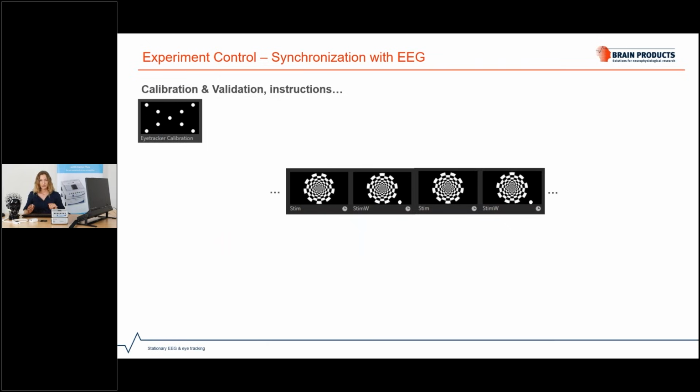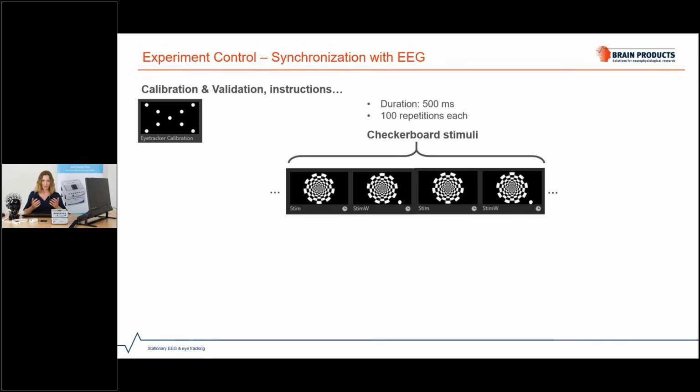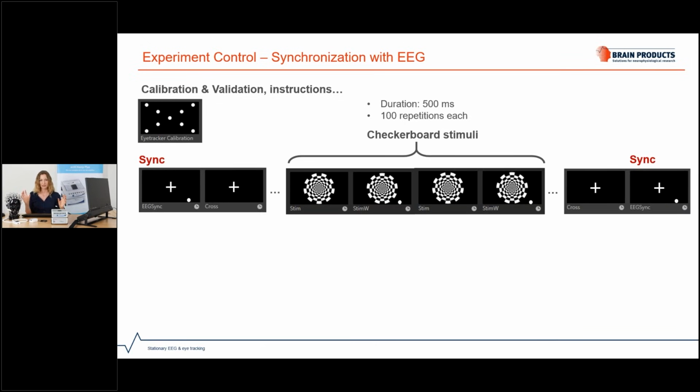To show you how we do this, I want to show you the task. So this is what it will look like in ProLab. Basically, we always start with a calibration procedure, and then we have a timeline where the main part of the experiment are these checkerboard stimuli that alternate, each for 500 milliseconds, and we have set up 100 repetitions each. The task will then need to be framed by instructions, fixation crosses, and so on. But we also want synchronization events that happen right before the task and right after the task.